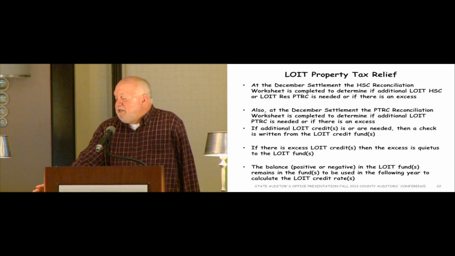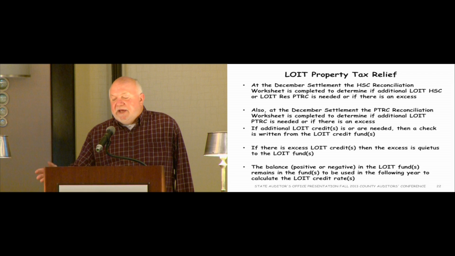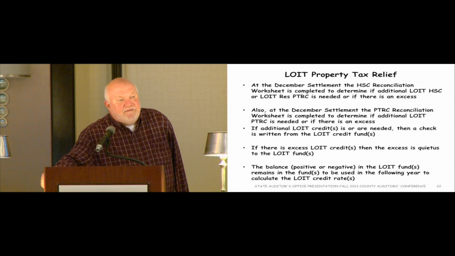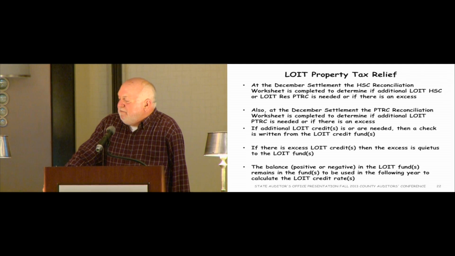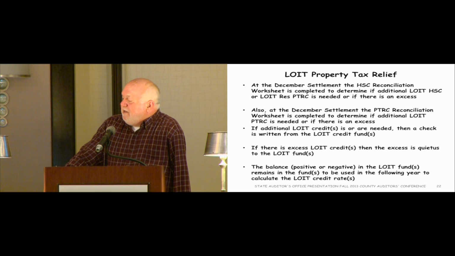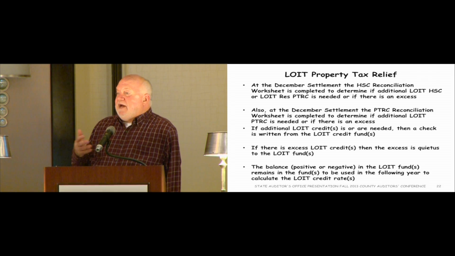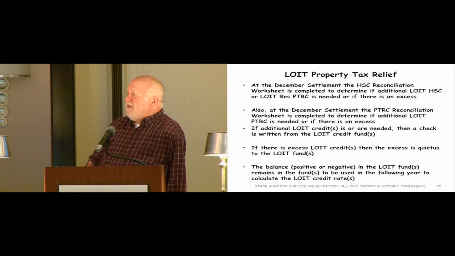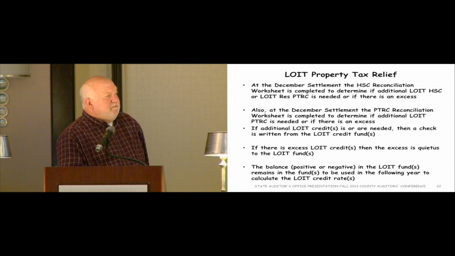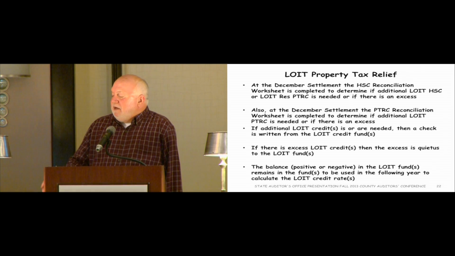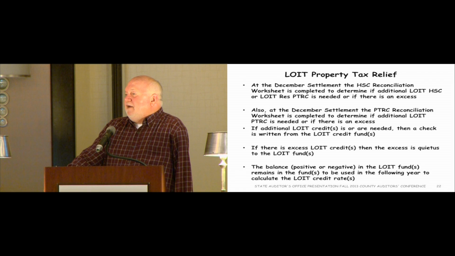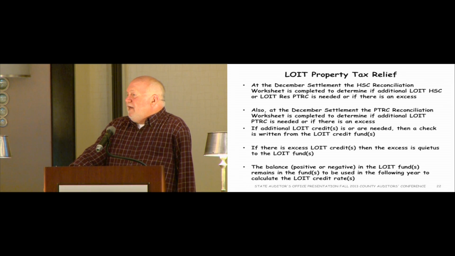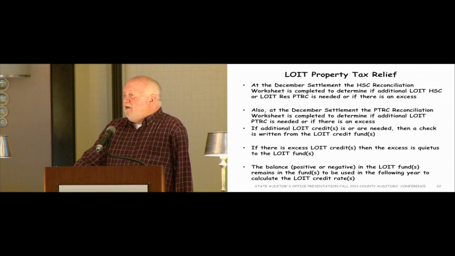So with these credits and this LOIT money, it is expected that the fund is going to have a balance, either positive or negative. You hope it's positive, but there are times where there have been so many changes with tax bills that more money was needed and it put the fund into the red. If that occurred, then the following year in calculating the credit rate, that's going to be taken into consideration, and the credit rate would be lower than it would otherwise be if there wasn't a negative balance. But whatever the balance is, it stays in the fund. You don't move it from that fund to another fund. You have separate funds for each credit that the county has adopted, and it stays in the fund.